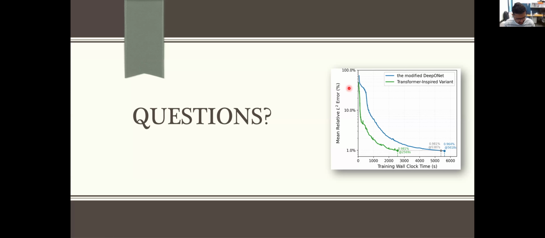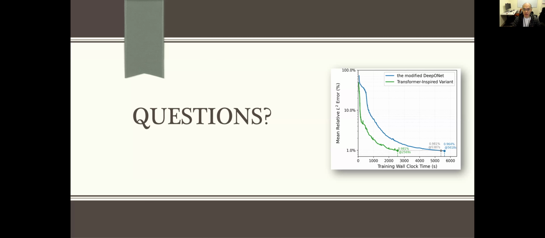Hi, Zhi-Feng. So I'm Nikhil and I'm a PhD student in Crunch Group. I have a small question. Can you give some insight into what is your number of trainable variables in both your transformer-inspired variant and the modified DeepONet? I was just wondering if they are comparable or of the same order, the number of trainable parameters. I don't know if I missed it.